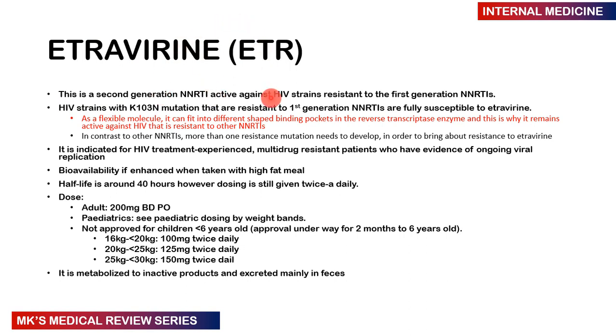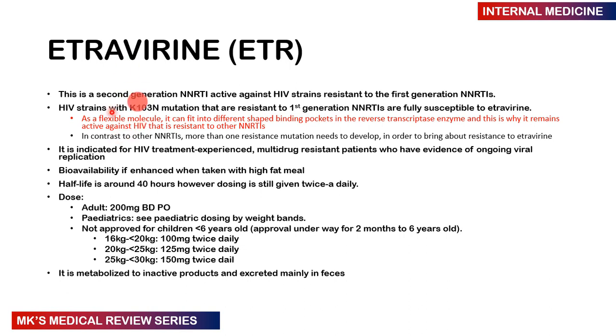Now, this one works specifically for those strains that are resistant to the first-generation non-nucleosides. So pretty much your efavirenz and your nevirapine. Why is this so? Because in those strains, you have a common mutation that's known as K103N. Now, this mutation, what really happens is that, remember that site that was very close to the active site? It changes shape such that now these drugs can no longer bind.